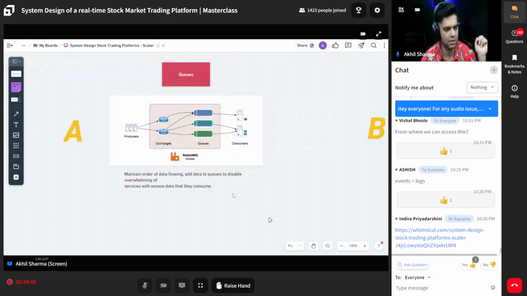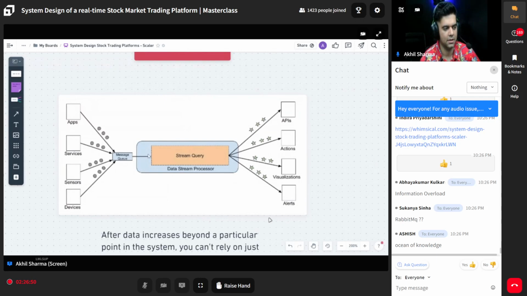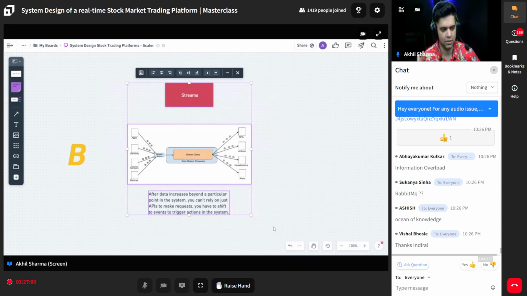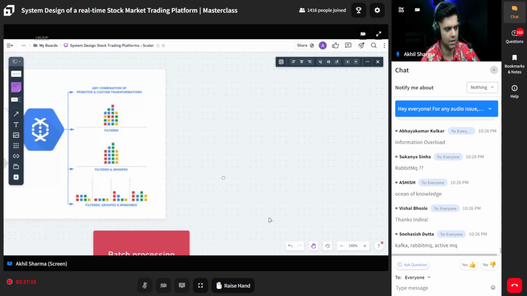Streams are basically real-time data flowing through, and the data is getting processed in real time. So you have APIs, actions, visual alerts, devices. Now, if you want to get deeper into the real-time processing of streams, I do a session called OTT Platforms with Scalar. It's a free session, feel free to attend. There we talk about how real-time data, which is the video streaming data, is transformed in real time.